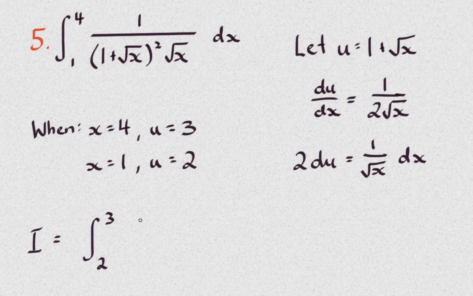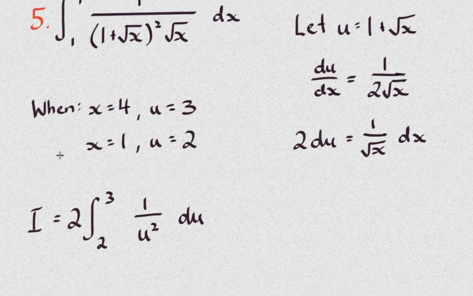We have 1 over u squared, right? So this whole thing, 1 plus root x, that's what we've called u. So we have u squared. And the 1 over root x dx, well, that's been replaced with 2 du. So I'm going to put the constant out the front again, like we've done previously. And now we simply have this integral, which looks so much nicer.